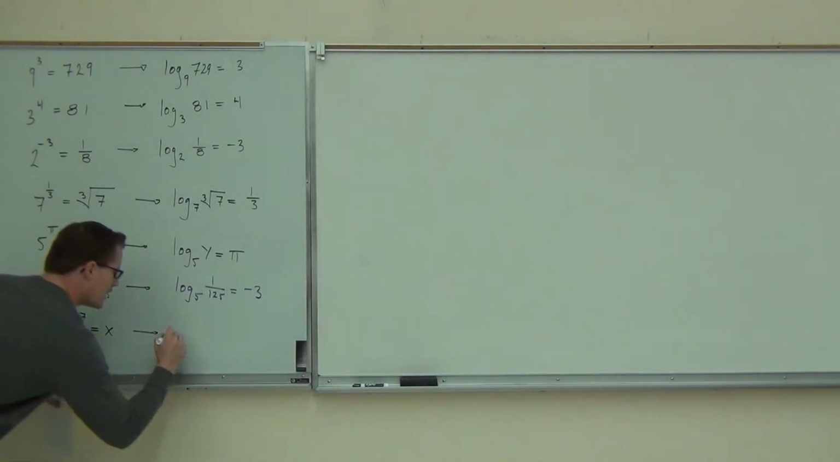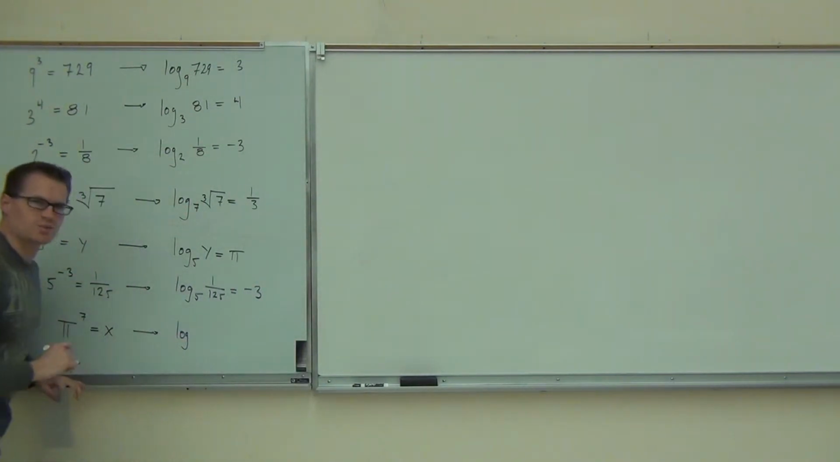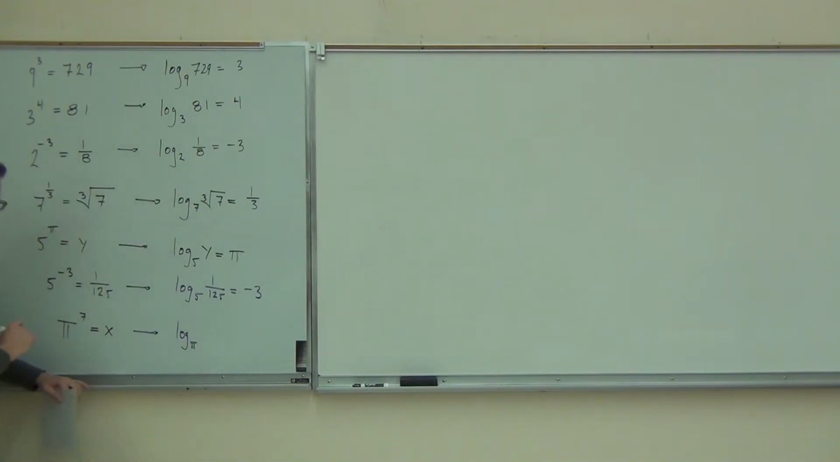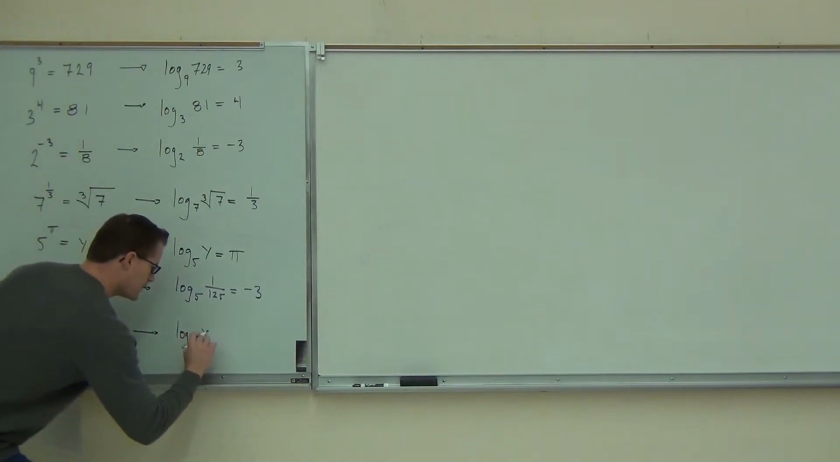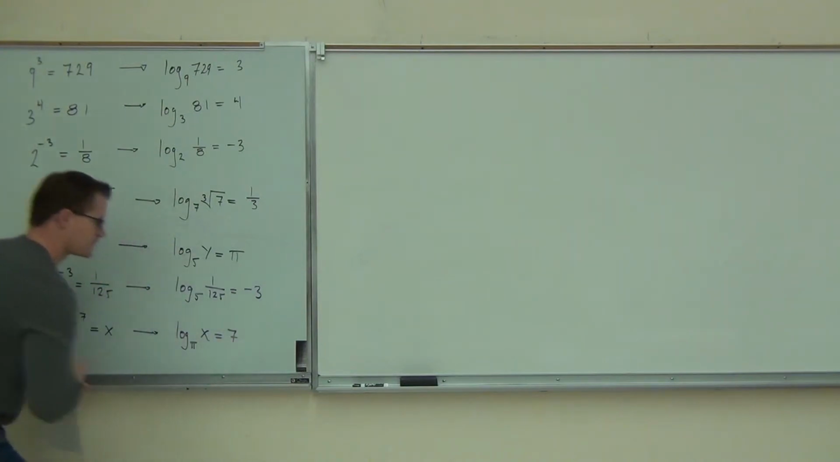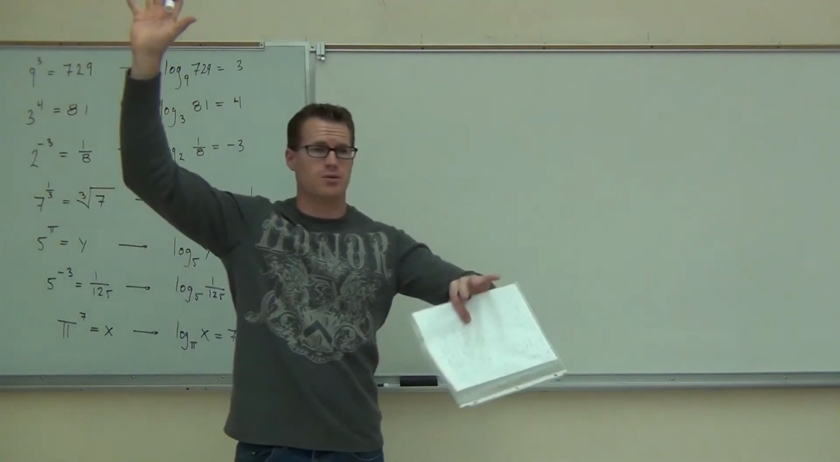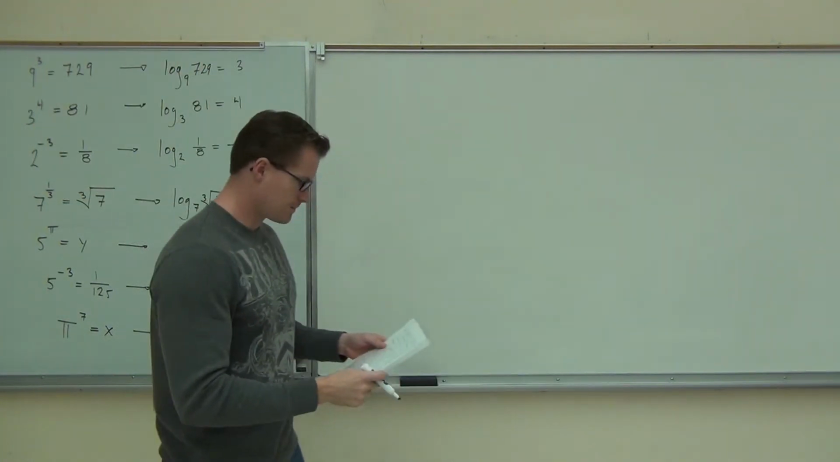Okay, last one we'd have log base what? Pi. Oh, that's weird. Log base pi of equals 7. Perfect. That's exactly how you run. Raise your hand if you feel okay translating between logarithm and exponential and backwards. Good for you. That's fantastic.